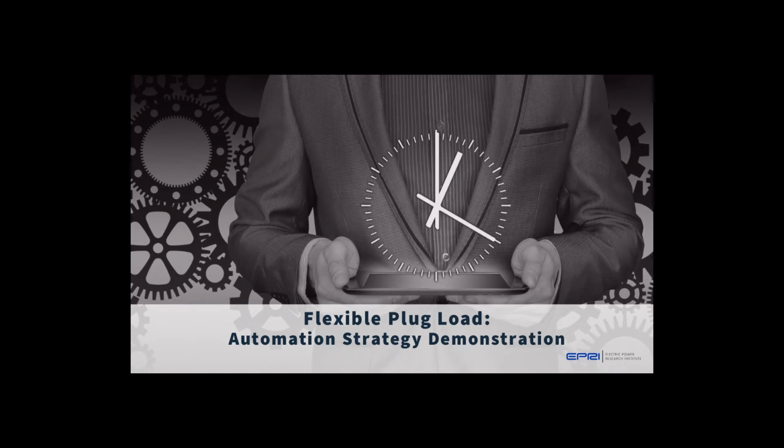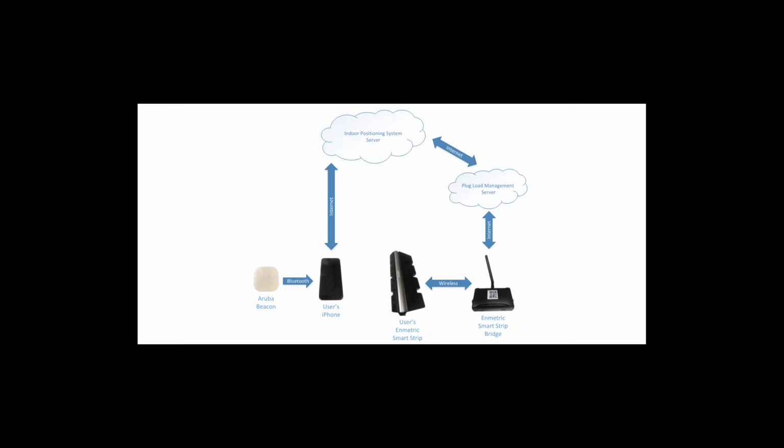This is an architecture drawing of the system. The user's iPhone connects to an Aruba beacon in the area through Bluetooth, which then corresponds to the user's location through the internet to the indoor positioning system server. There is also the user's Nmetric smart strip that connects wirelessly to the Nmetric smart strip bridge, which then connects to the internet through the plug load management server and then corresponds with the indoor positioning system server.